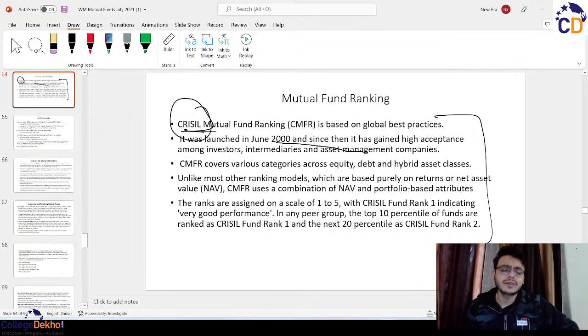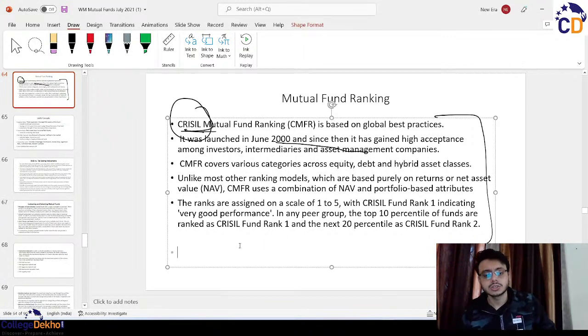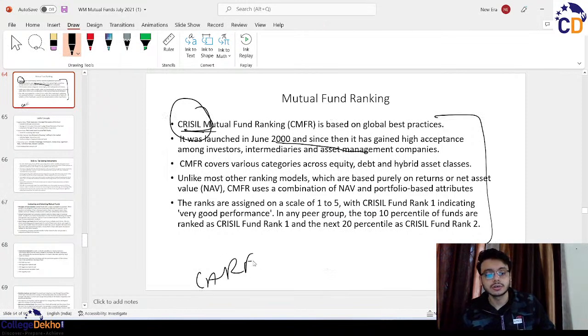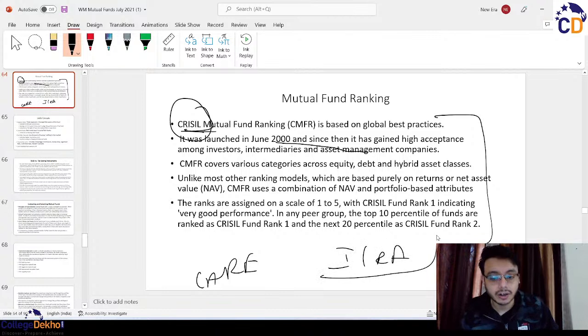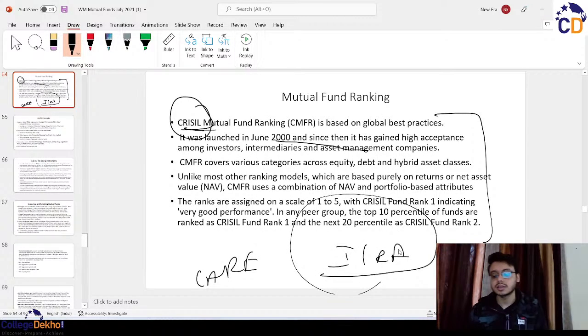And also we have the organization called CARE, which is credit analysis and research. We also have ICRA, the investment credit and rating agency. So all these are there to give you the ratings, basically, कि मतलब कि कौन से म्यूचुअल फंड बेस्ट है and which is the best mutual fund to go with.